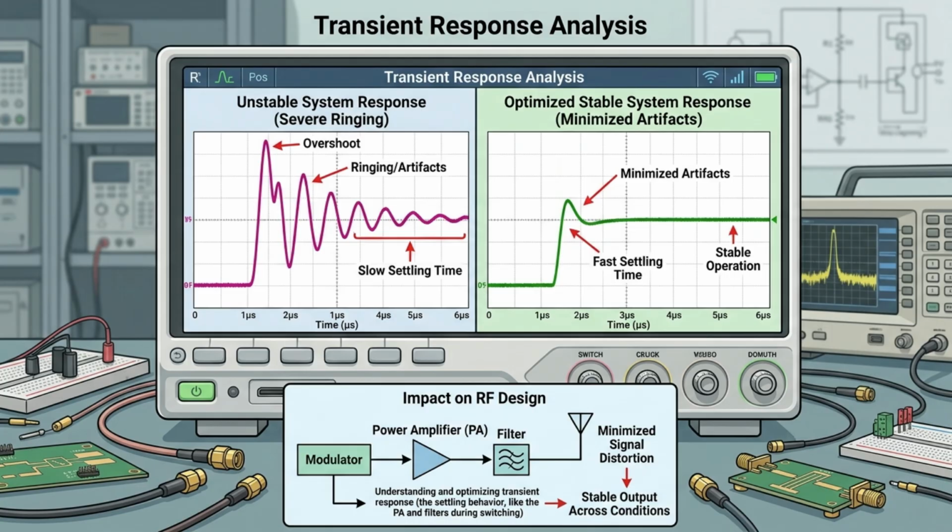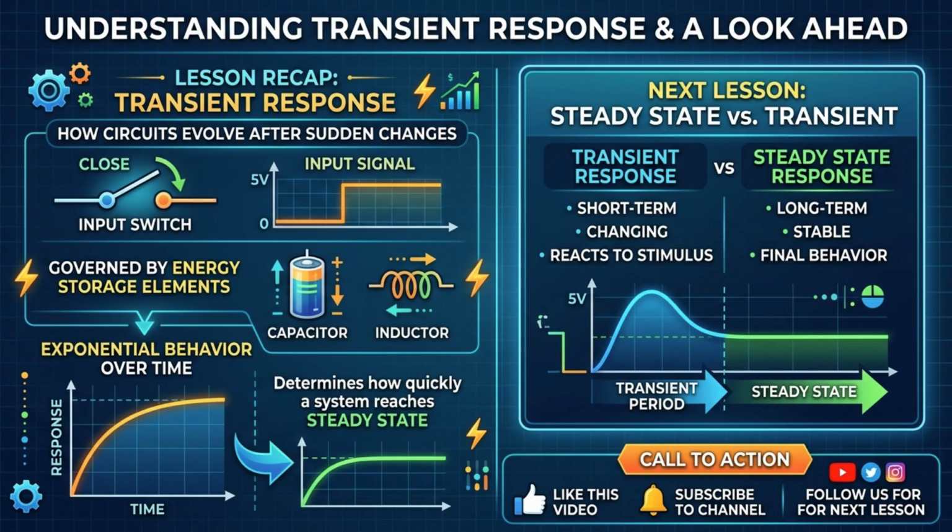Understanding transient response helps RF engineers design systems that minimize unwanted artifacts during signal transitions and ensure stable operation across varying conditions. In this lesson, we learned that transient response describes how circuits evolve over time after sudden changes in input. It is governed by energy storage elements and exponential behavior, and it determines how quickly a system reaches steady state. In the next lesson, we will compare steady-state versus transient behavior to clearly distinguish long-term and short-term circuit responses.